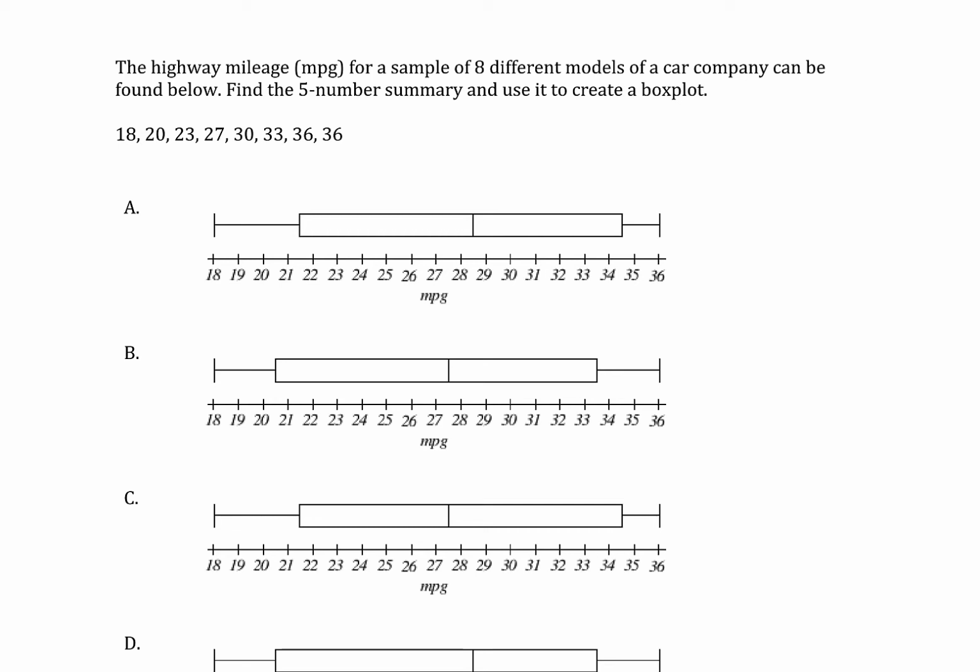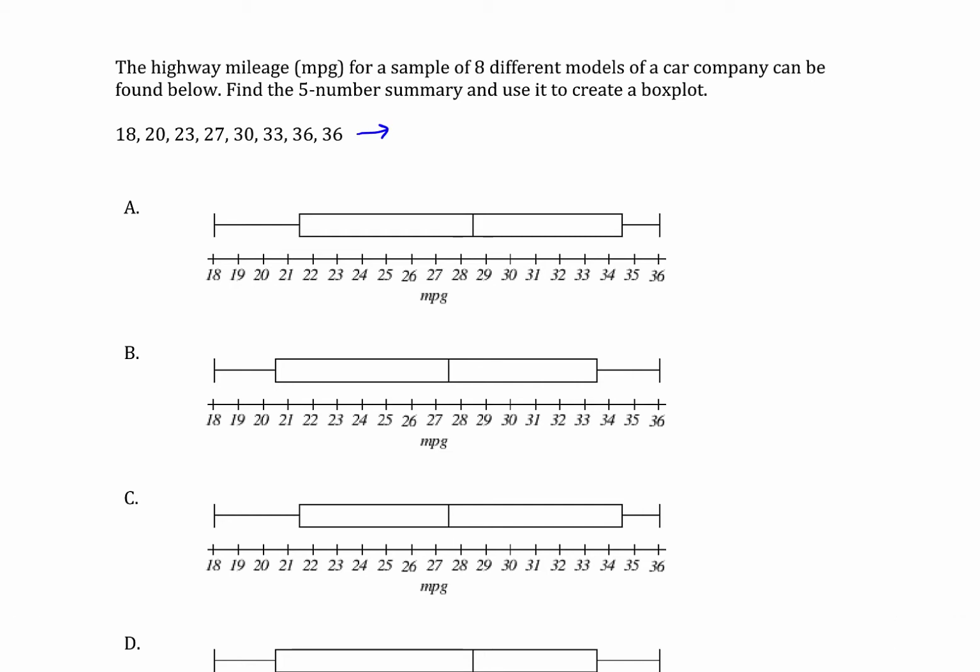The highway mileage for a sample of 8 different models of a car company can be found below. Find the 5-number summary and use it to create a box plot. Okay, so the thing we need to do first is get the 5-number summary for this data set here.